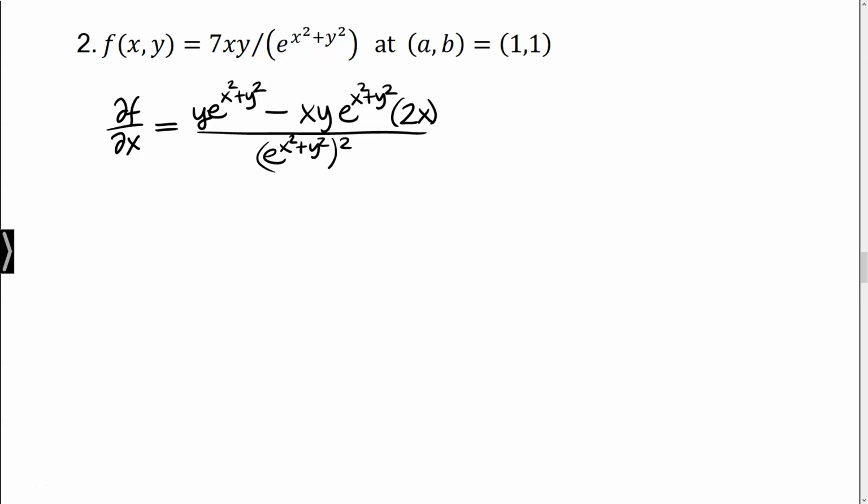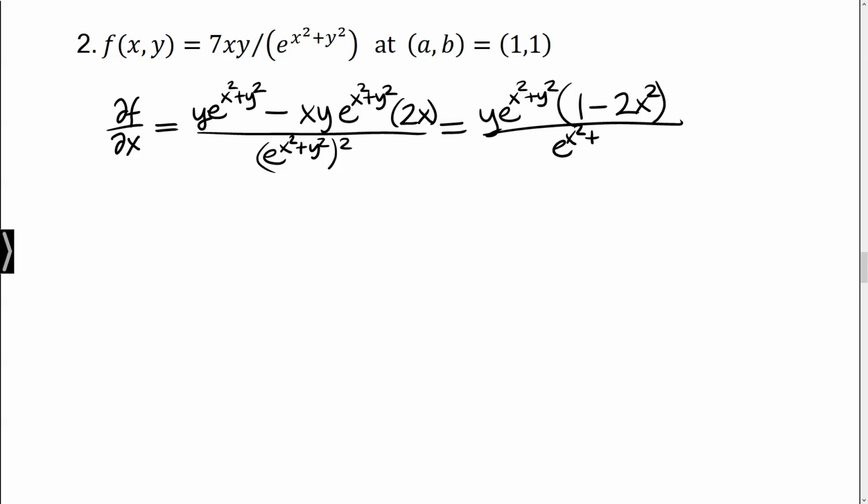Okay, so let's see what we can do with this, and then let's not forget, we'll tag on the 7 at the very end. Let's see if we can clean this up. I could factor out an e to the x squared plus y squared on top. Actually, I can factor out a y. So let's go ahead and do that. I'm left with 1 minus 2x squared, all divided by e to the x squared plus y squared, all squared, and then of course the e to the x squared plus y squared cancels with that. So it looks like we get y times 1 minus 2x squared all over e to the x squared plus y squared.